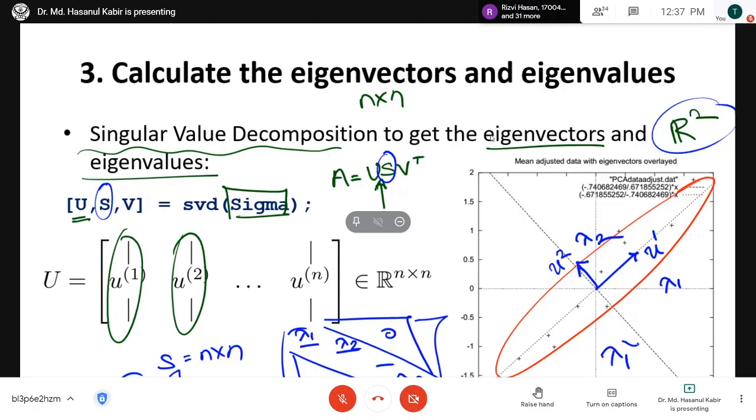Because lambda 1 is going to represent the variance. If I write it like this, lambda i will represent the variance in u_i. So in which direction do you have more variance, u1 or u2, for this data? The u1 direction. That's why lambda 1 is bigger than lambda 2.